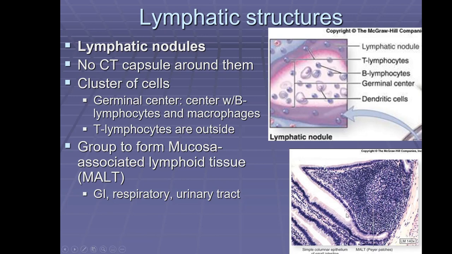So one great example of this is in the small intestine. We have these areas called Peyer's patches, and that's what's shown here. And these are just patches of immune tissue. It's mucosa-associated lymphoid tissue, and it's specifically found in the ileum of the small intestine. And if you don't know what the ileum of the small intestine is yet, we'll talk more about that with the digestive system.